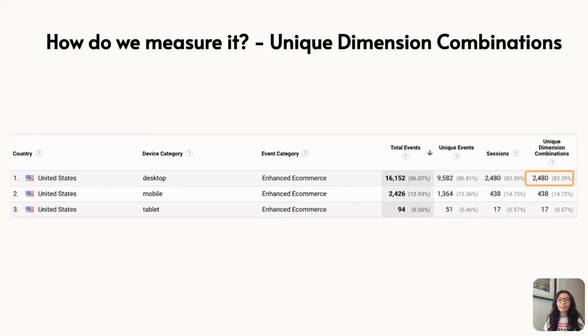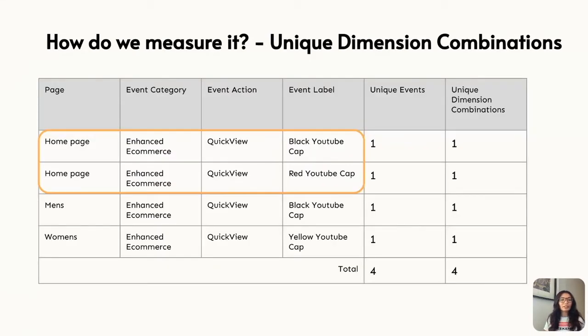Unique dimension combinations looks at the unique number of sessions that have triggered these events within one session. This gives us the total number of people that had this group of actions. Let's have a look at another example.